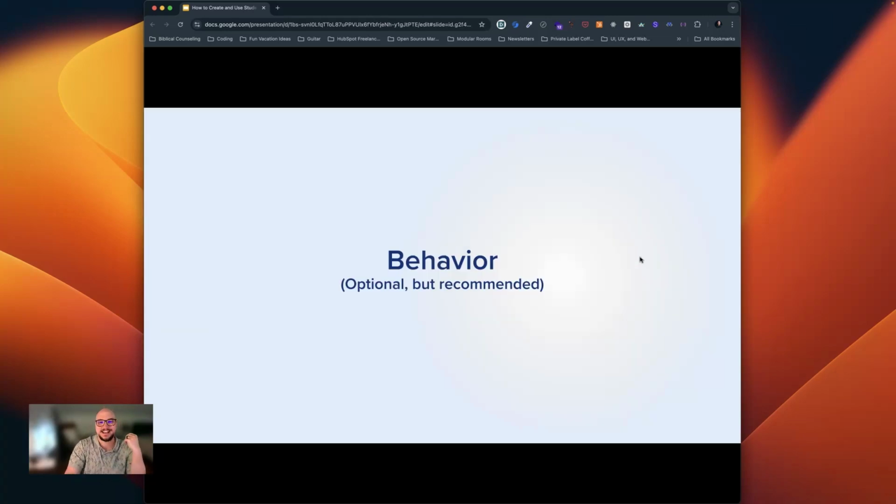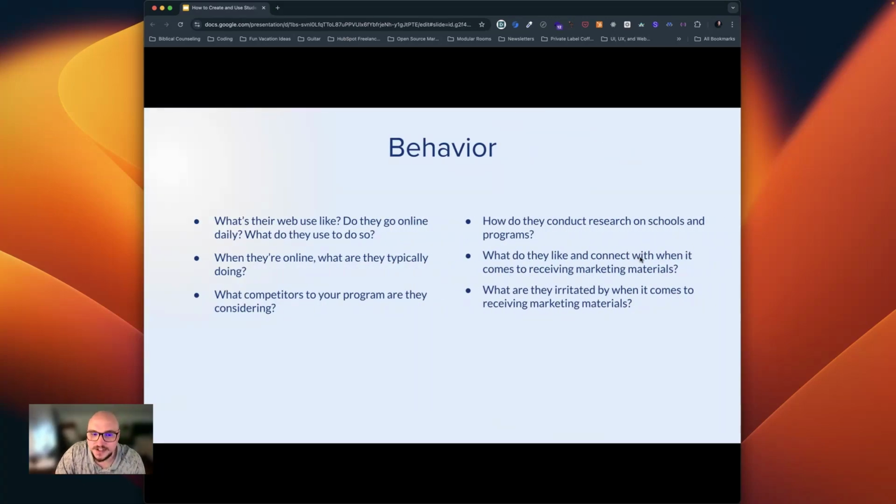Now, finally, the last category you'll cover is behavior. So what do they do? And this step is optional, but we do recommend it when you create your own student personas. You're going to answer questions about their web use. Are they online every day? What do they do when they are online? What competitors to your specific undergraduate or graduate program are they considering? How do they go about conducting research, and what do they like and connect with when it comes to receiving marketing materials from schools? What are they irritated by when it comes to getting those marketing materials?